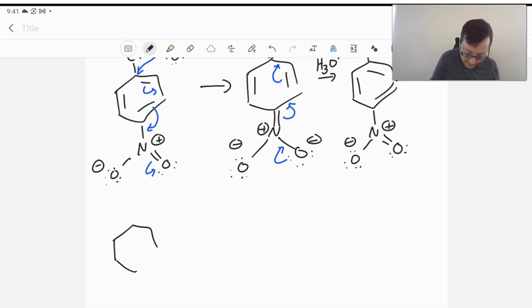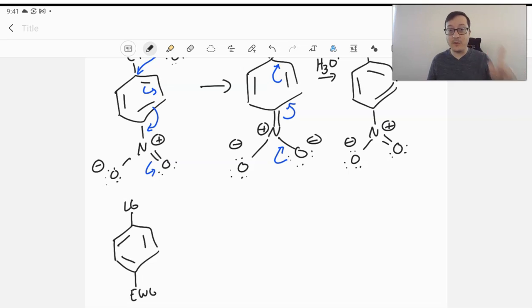So if we have, say, an electron withdrawing group, we've got our leaving group and our nucleophile here. Well, let's do it without the nucleophile first. So I'm just going to have it para just because I feel like it, but it could be ortho as well. Just remember, for meta, though, it doesn't happen. If your leaving group is meta to your electron withdrawing group, this reaction does not occur. So just keep that in mind.